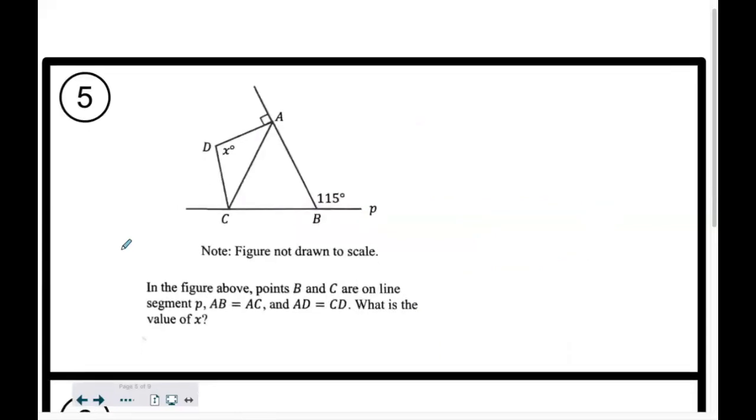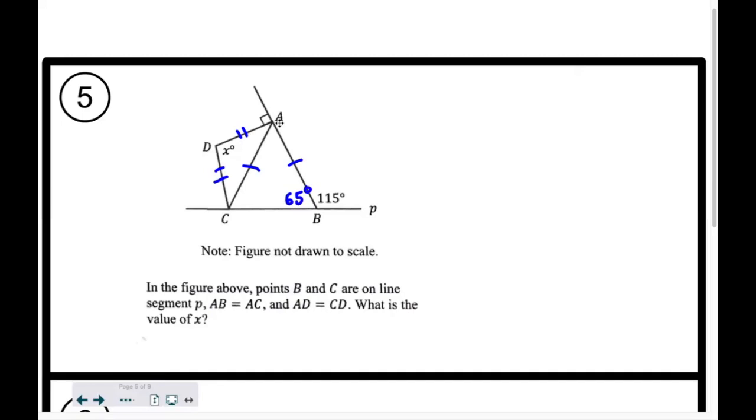Okay, moving on to number 5, testing angles and isosceles triangles things going on here. So AB and AC are the same, and AD and CD are the same. The first thing I would probably do, if I want to make my way over to x, is start filling stuff out. So I'll start with 115. If that's 115, then this angle here has to make a linear pair. So I subtract from 180 and I get 65 degrees.